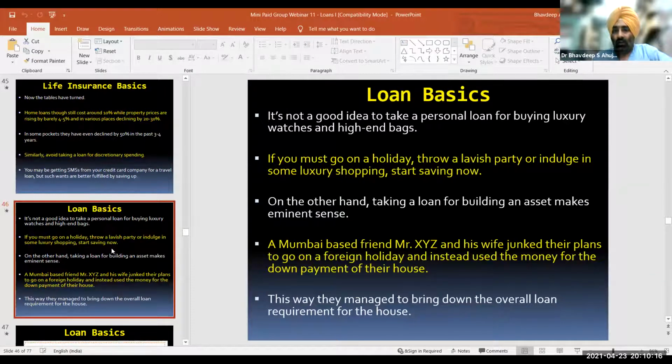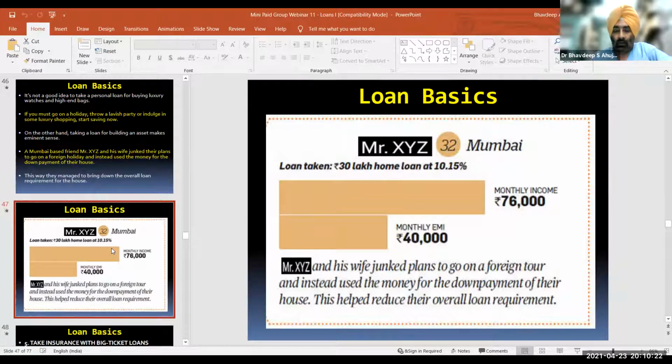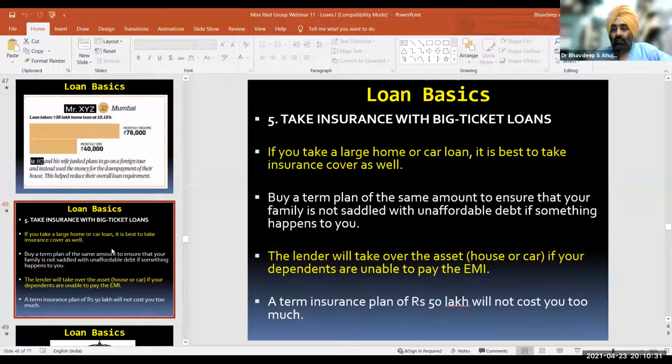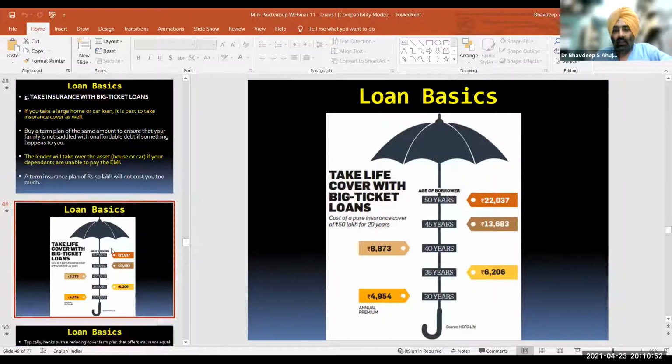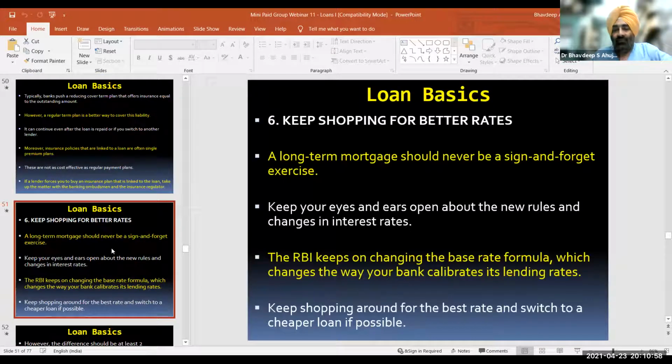So it is not a good idea to take a personal loan for unnecessary spending. I gave an example of a colleague in Mumbai who forwent a foreign tour and used that money to prepay the home loan installment. Then do buy insurance with big ticket loans. We discussed a term plan. Usually the banks will guide you themselves. Similarly, don't buy a reducing term credit plan, buy a normal term credit plan, because it has so many advantages, as I showed in this chart and explained in detail.